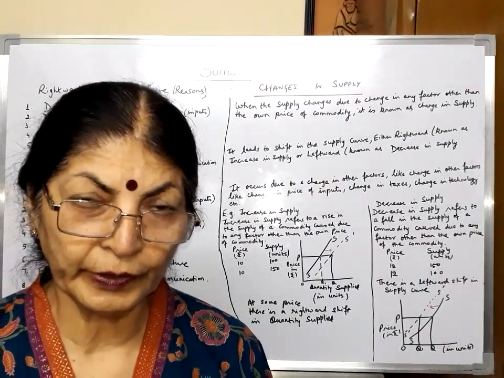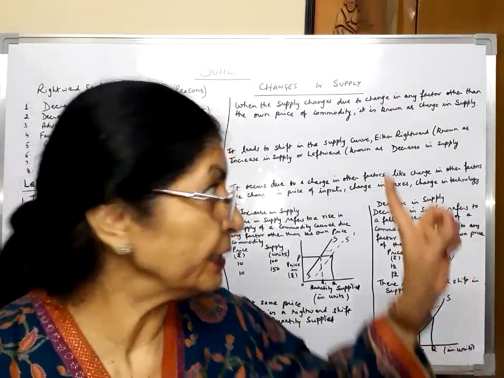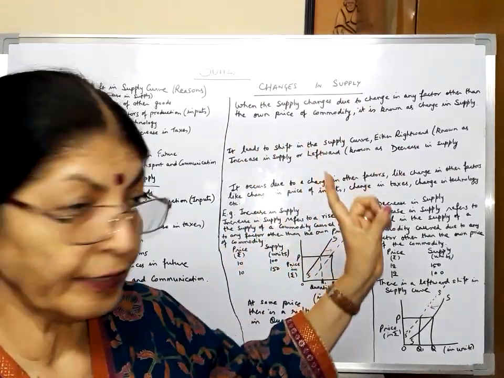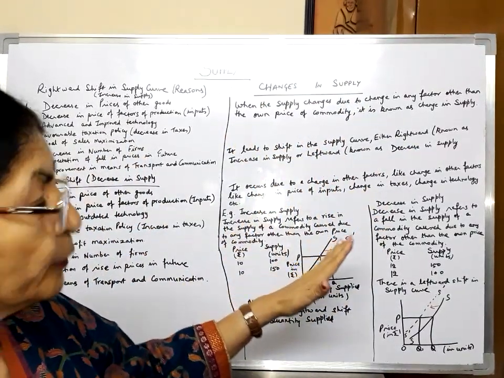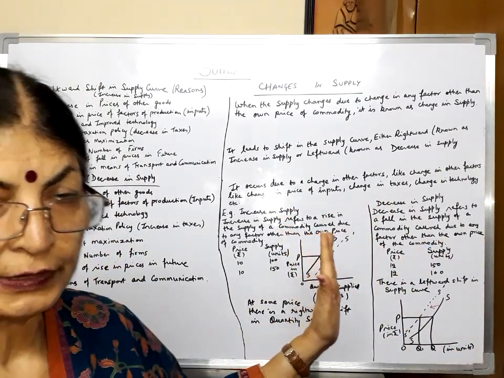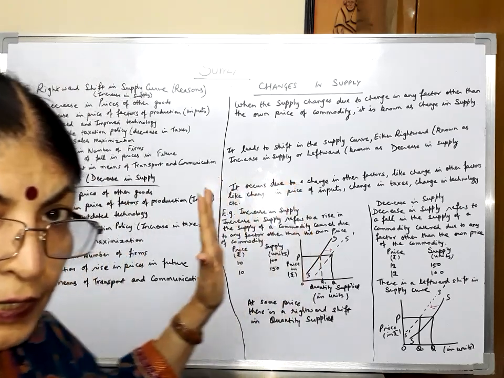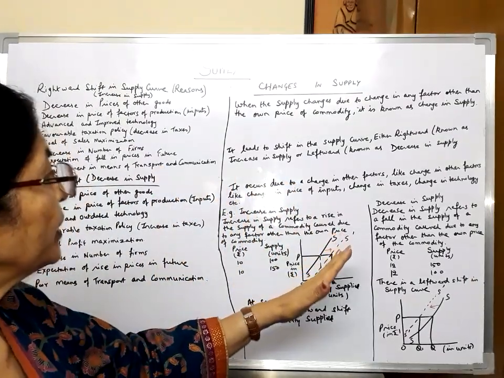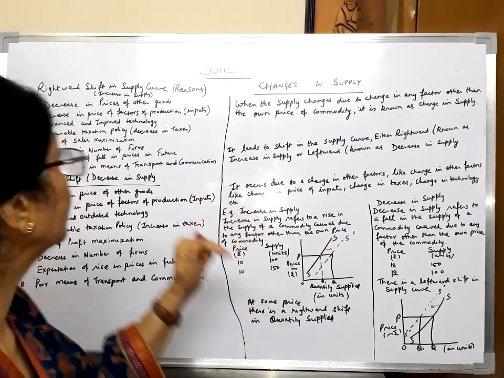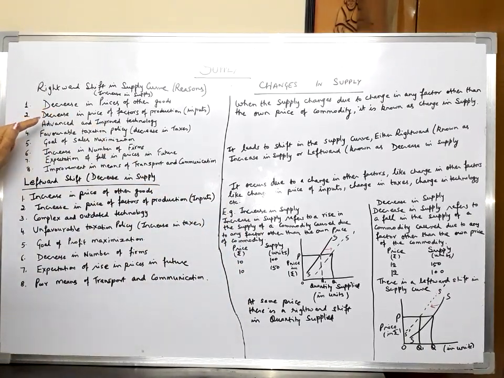So we continue with the explanation of changes in supply further on. What are the factors that affect the rightward shift of the supply curve and the leftward shift of the supply curve? We first begin with the rightward shift or increase in supply. The reasons for increase in supply I have put down here.